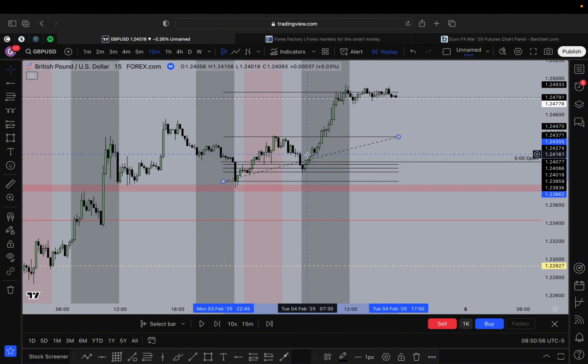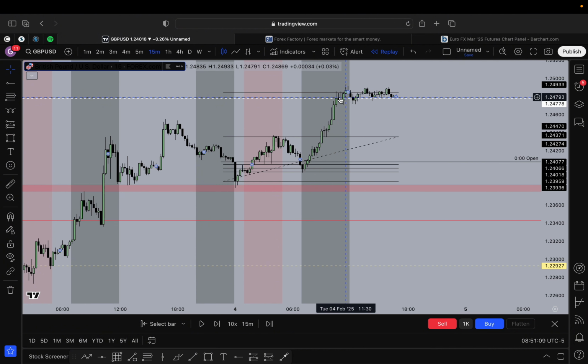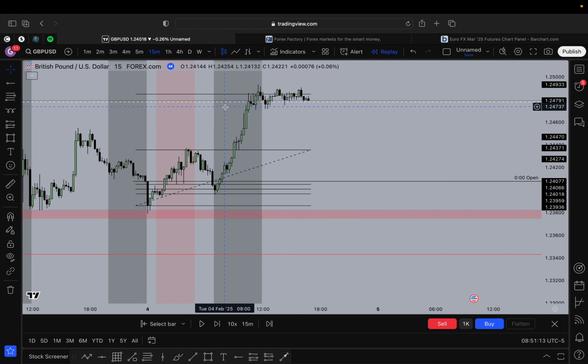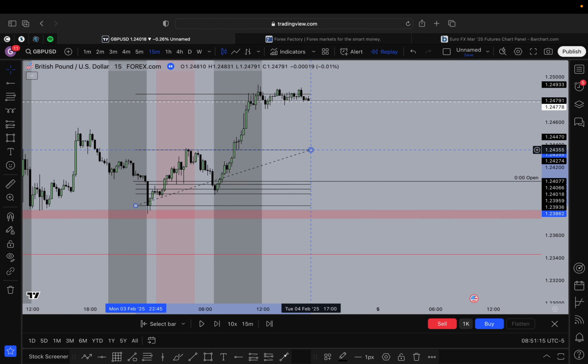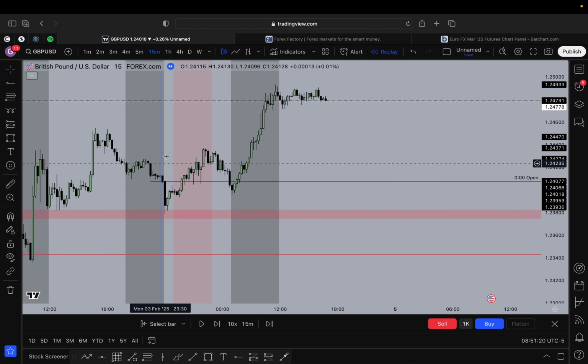What's the time? 7 o'clock. What's 7 o'clock? That's the New York open. So this is the New York open optimal trade entry. You could have taken your longs here, and as you can see, price delivered exquisitely to the target. So that could have been your trades. I did take these two trades, and I did take the trade on the euro. I didn't take the one on the pound.